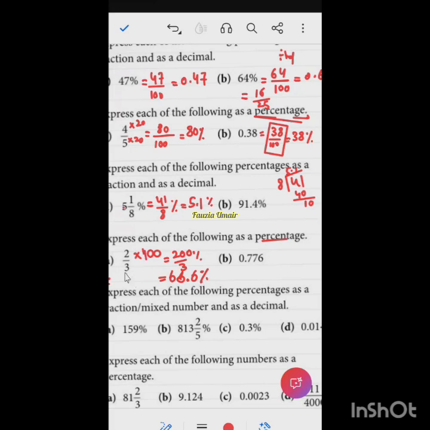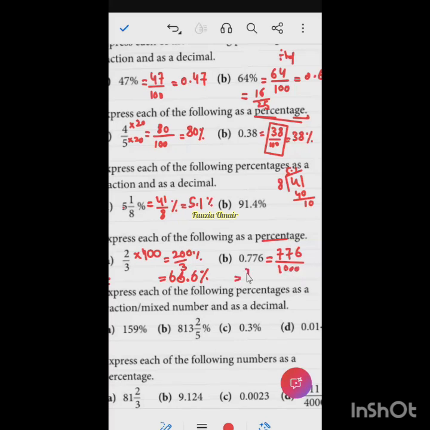Ma'am, the B part, we can solve now. That's right. We can solve now. So अब देखें 0.776. If I remove the decimal, तो क्या होगा? 776 by 1000. There are three digits. So now I need percentage के लिए तो मुझे 2 zeros चाहिए ना. So these 2 zeros will go for the percentage.